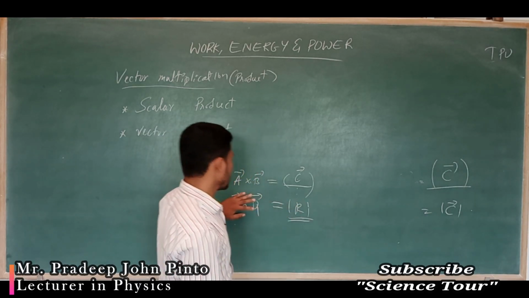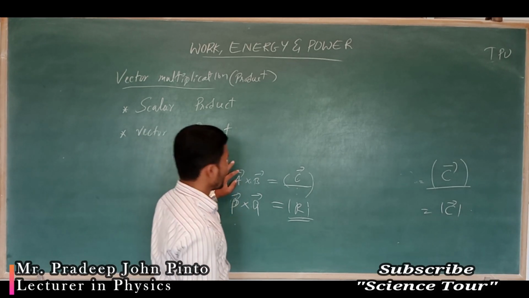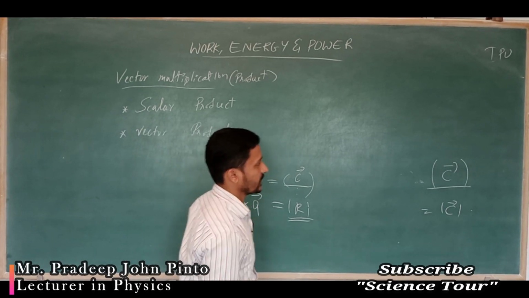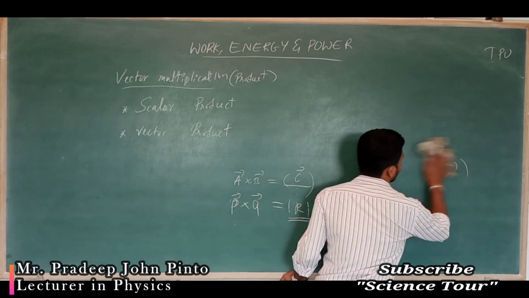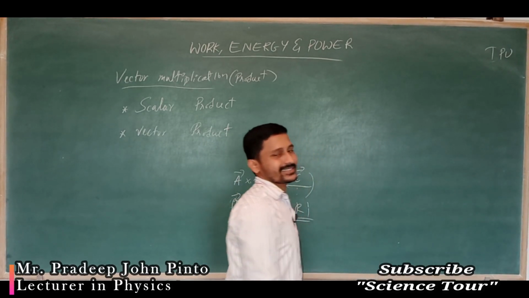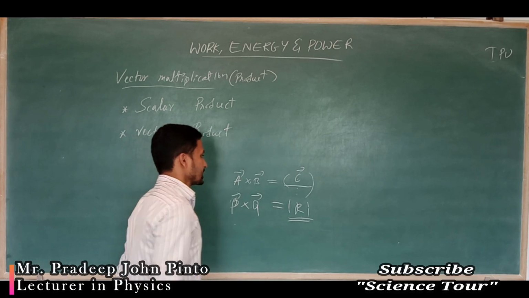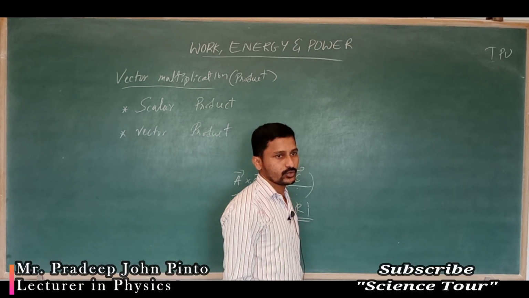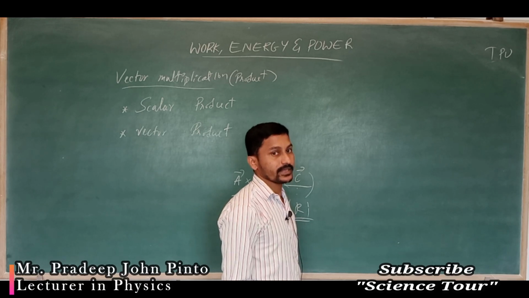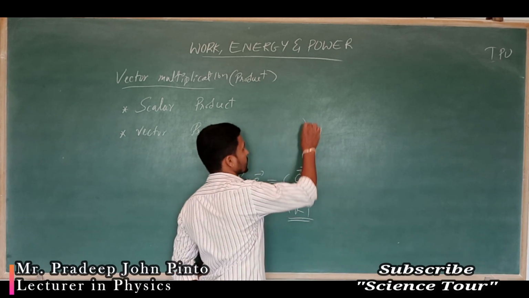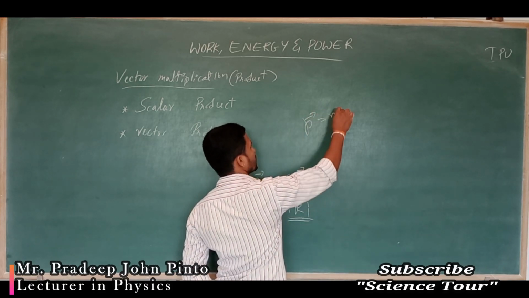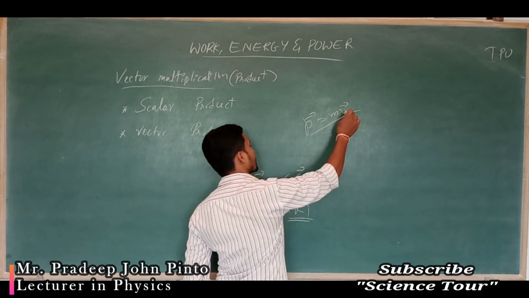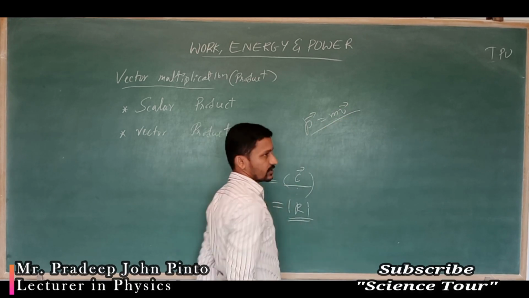Scalar means this becomes a scalar quantity. If A and B I multiply and I get a vector, it means I get a vector quantity. Now, what example can I give you? P is equal to M into V, right? That is a vector, because momentum is a vector, velocity is a vector.